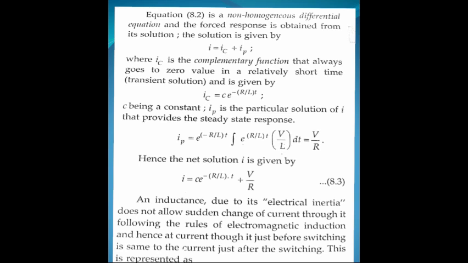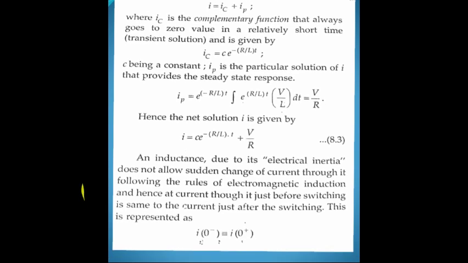So the integration of e to the power R upon L dot T dot dt is given as e to the power R upon L T divided by R upon L, or multiplied by L upon R. So the simplified solution is V upon R. Hence the net solution I is given by I is equal to C e to the power minus R upon L T plus V upon R.